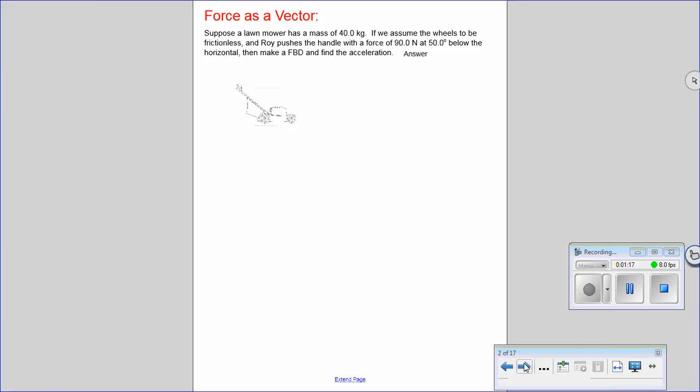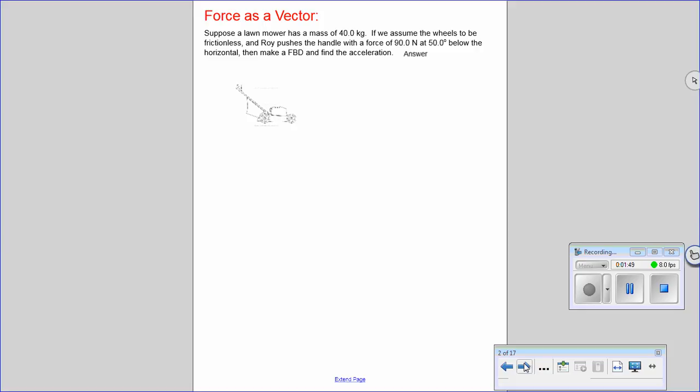All right, so here we go. So force is a vector, all right? Again, as I said last chapter, everything we did is either horizontal or vertical, but in the real world, that doesn't happen. So in this example, it says, suppose a lawnmower has a mass of 40 kilograms. If we assume the wheels to be frictionless, and Roy pushes the handle with a force of 90 newtons at 50 degrees below the horizontal, then make a free body diagram and find the acceleration.